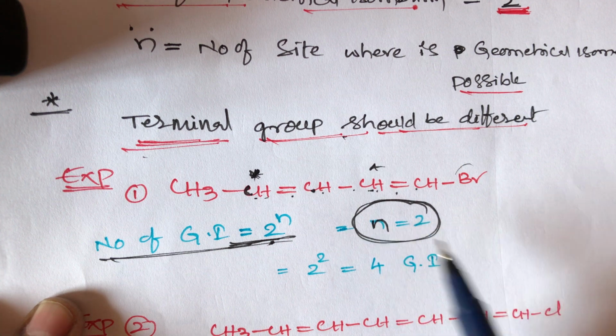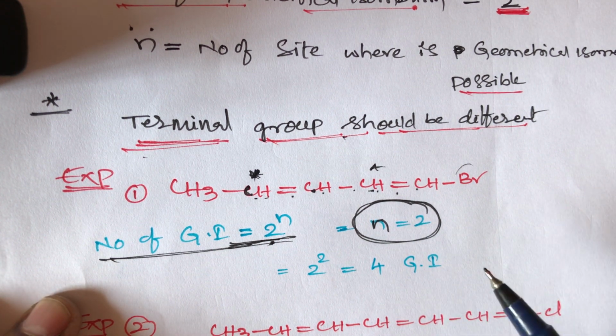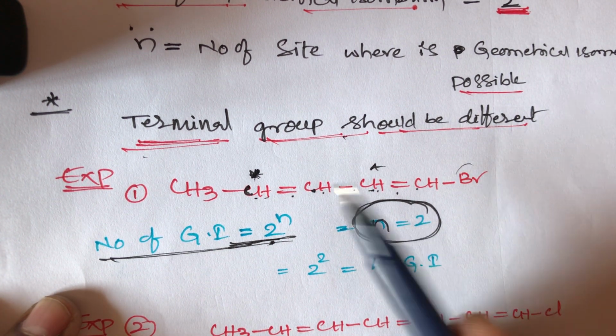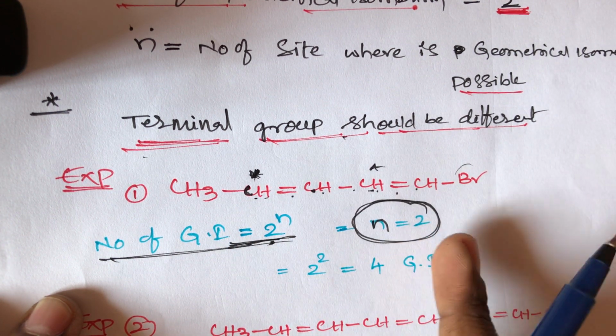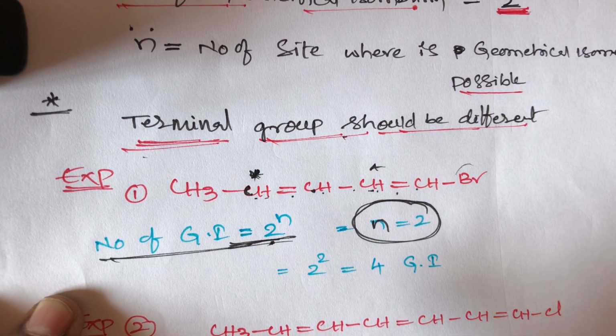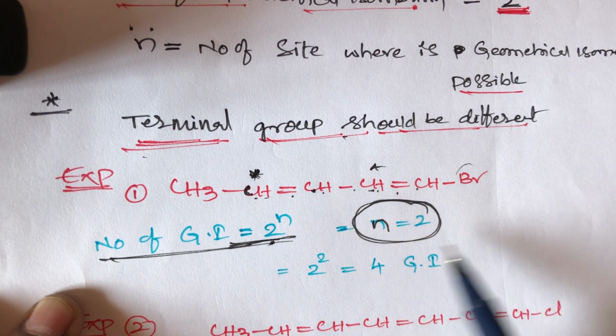N means the number of sites that will show geometrical isomers, not the number of double bonds. Counting double bonds is not the correct way. Here two double bonds are there, but that is not why n is 2. N means the number of carbons that will show geometrical isomers. That is the number of sites, not double bonds.